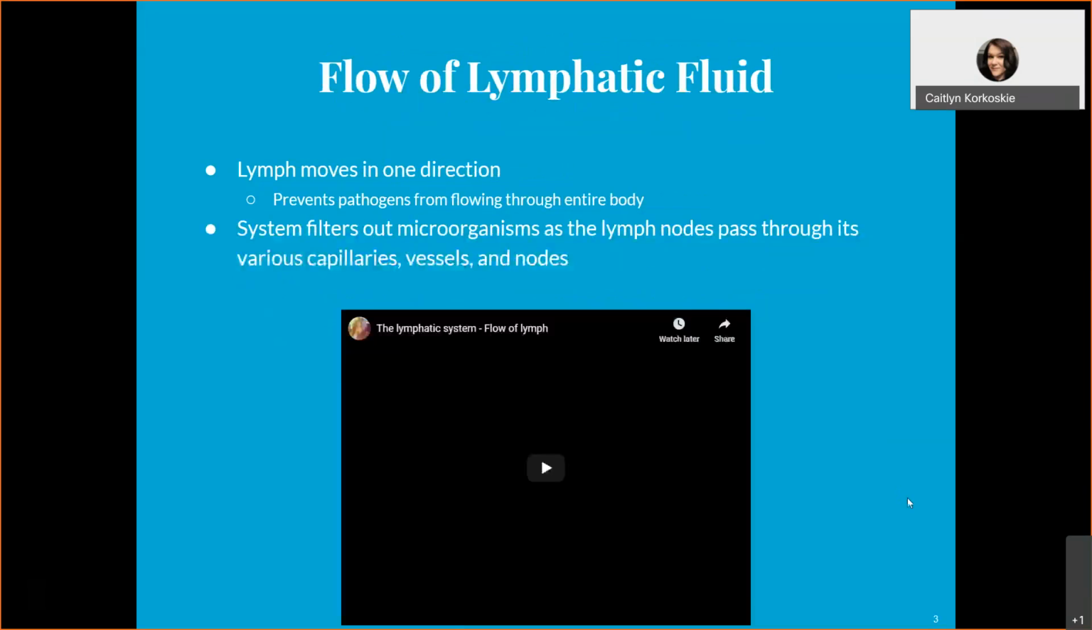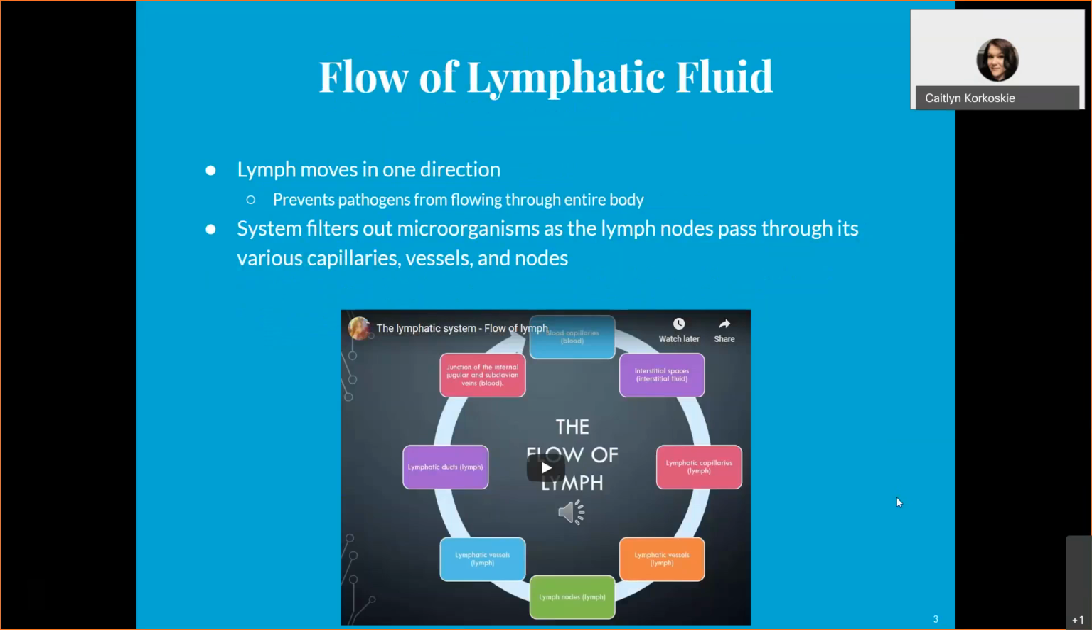So I put in a video here, and my speaker is not working today. I was going to play this video, but what I'll do is post this PowerPoint in your slides, so that way you can see how the flow of the lymphatic fluid works. It moves in one direction. It helps to prevent pathogens from flowing through the entire body, which is why you have so many lymph nodes and lymph glands in different places. So that way it can stick to that one area and fight it off there instead of it going everywhere, and now you have a whole total body thing going on.